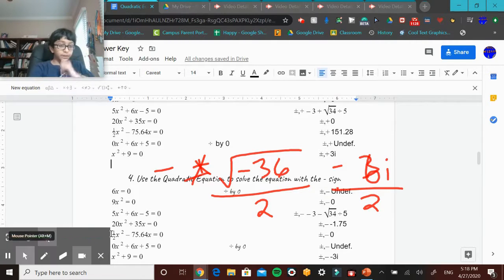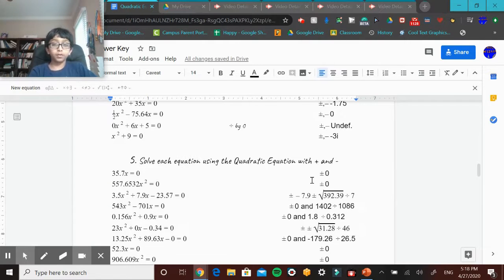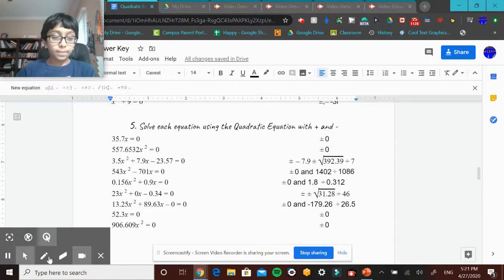negative 3i. Okay, this is the part which I don't even like because I have to solve a whole lot of problems. This is not going to be easy on either of us, but let's go. Okay, I'm going to try to find the fastest way possible to break down these problems.